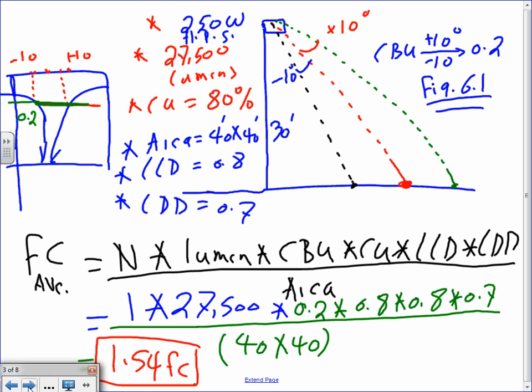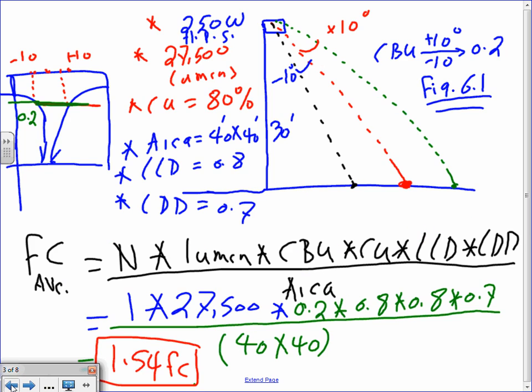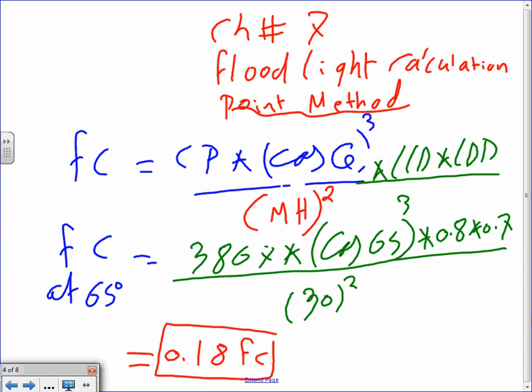What I would like you to understand, this is called the average method. Can I have thumbs up? That's it, the average method. Now, chapter seven, my friends, talks about, here's the average method. Chapter seven talks about point to point method.